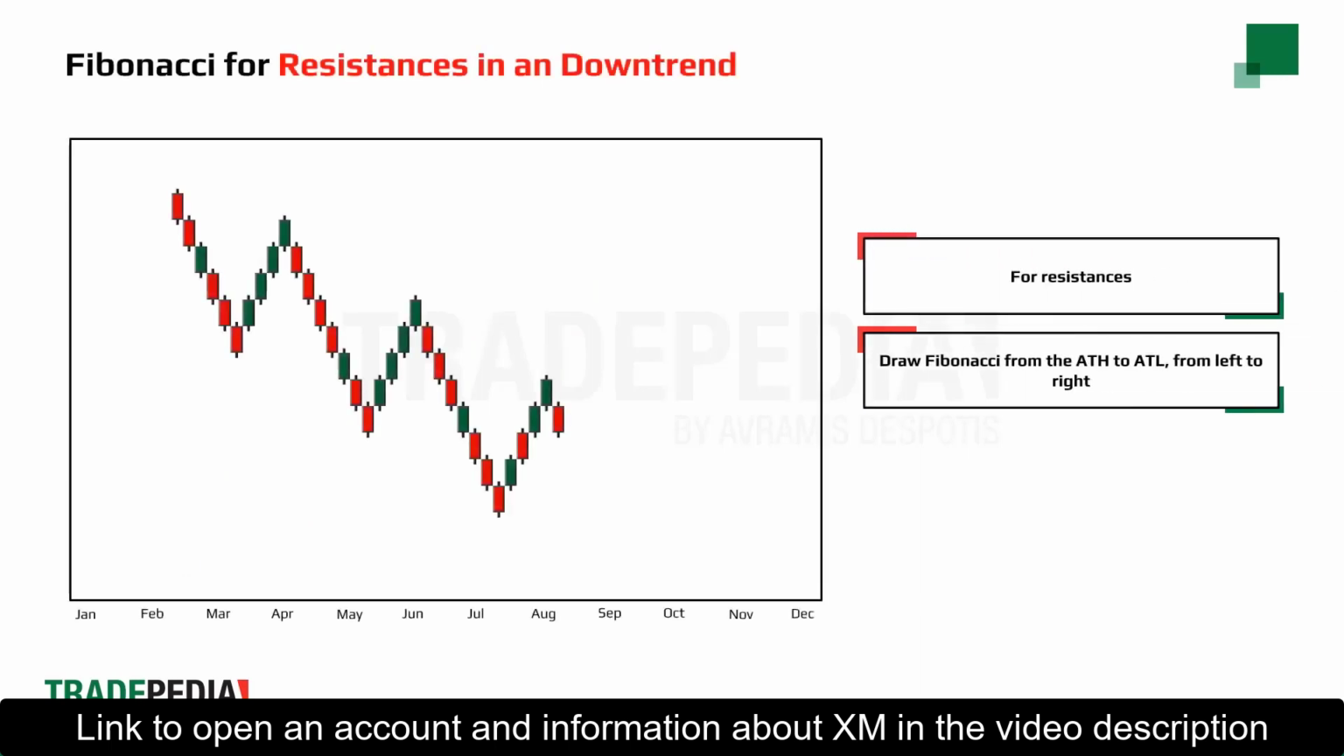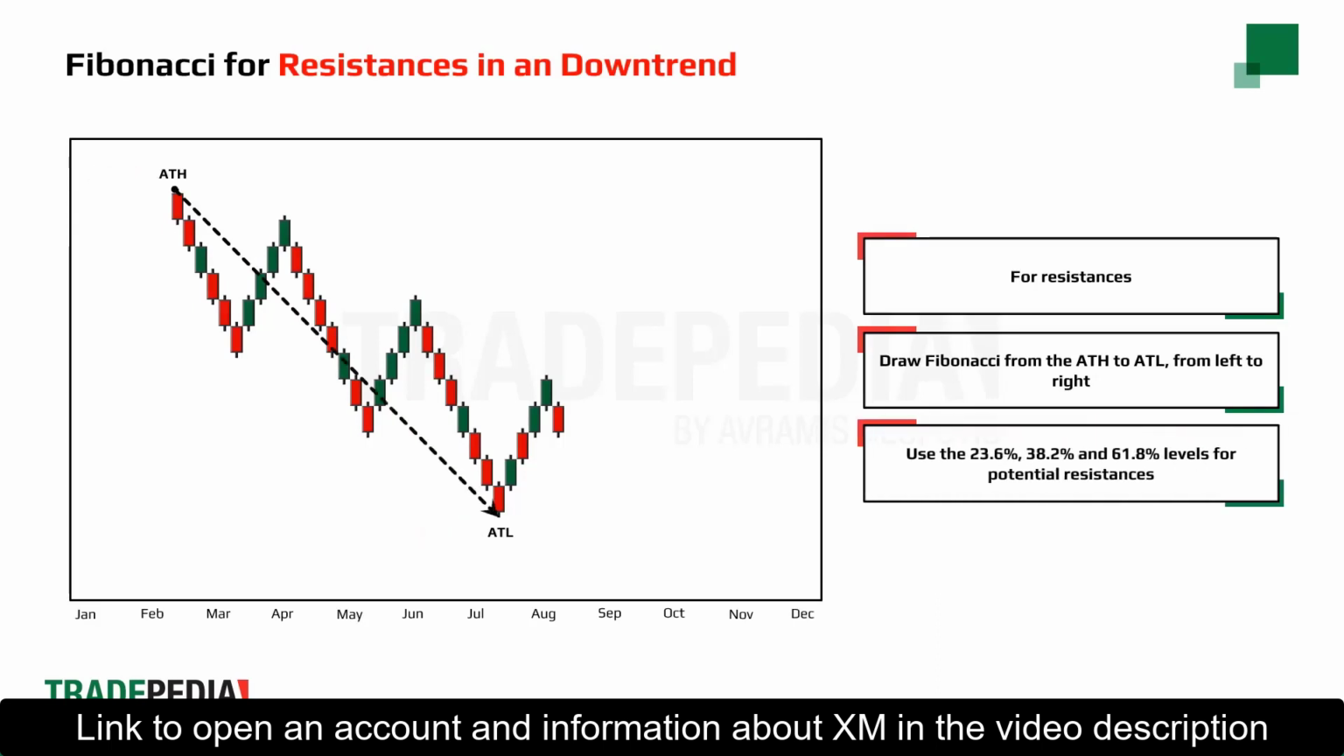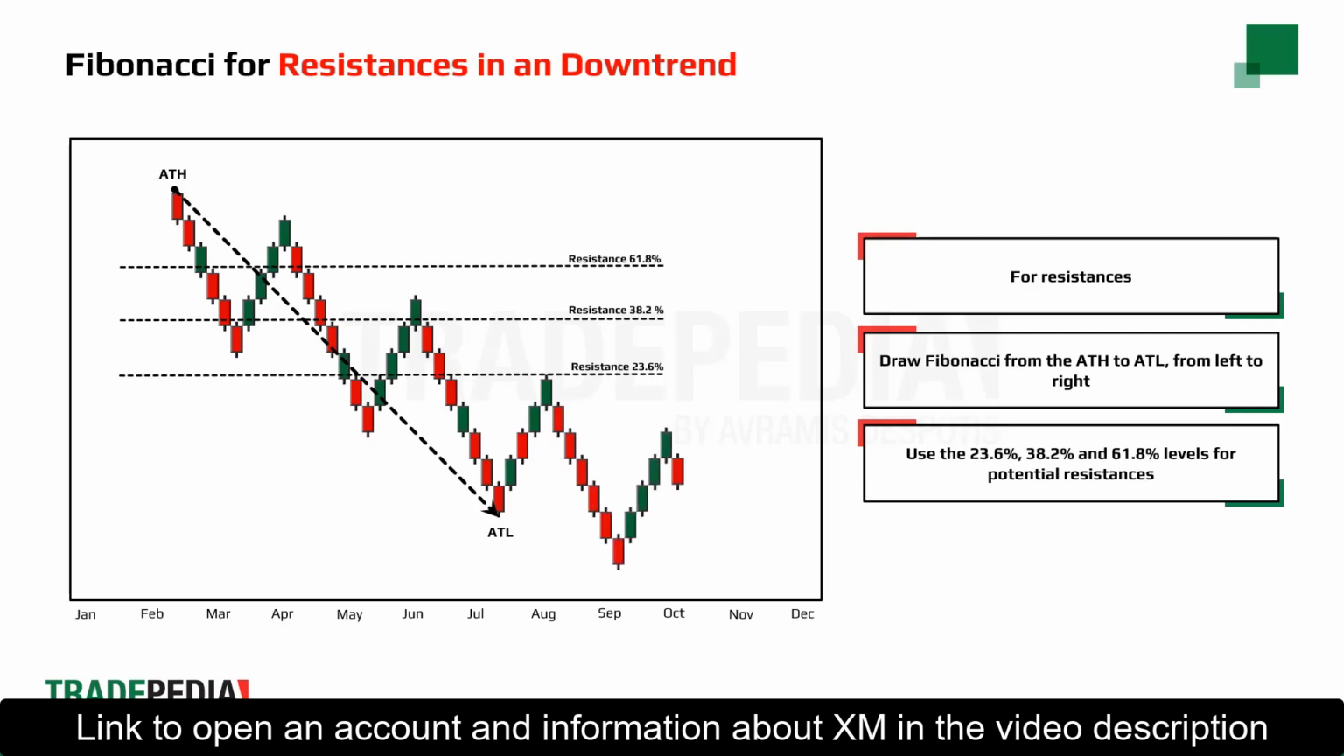In the case of a downtrend, draw Fibonacci from the ATH to ATL, always from left to right. Use the 23.6%, 38.2%, and 61.8% levels for potential resistances.